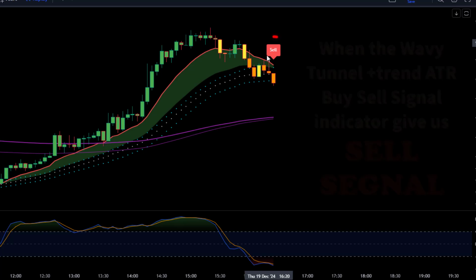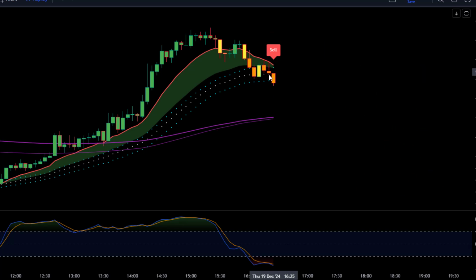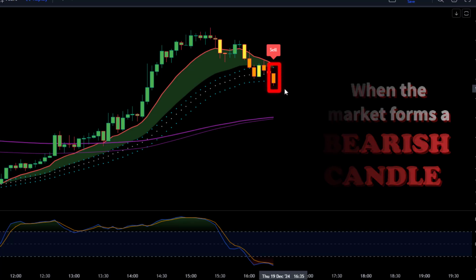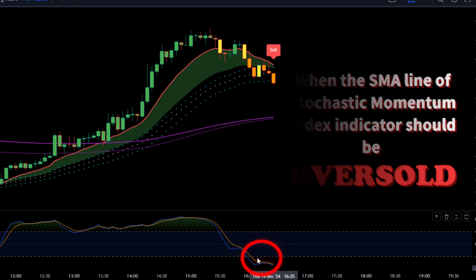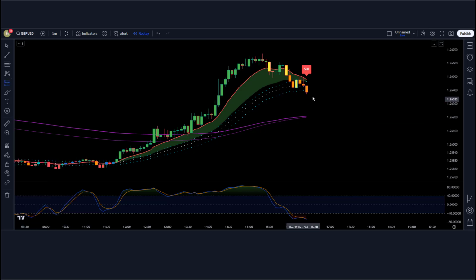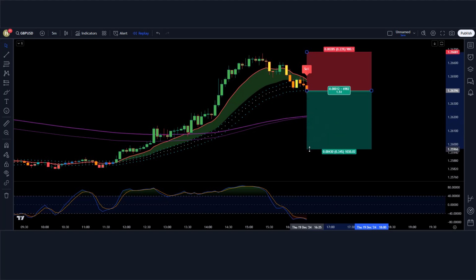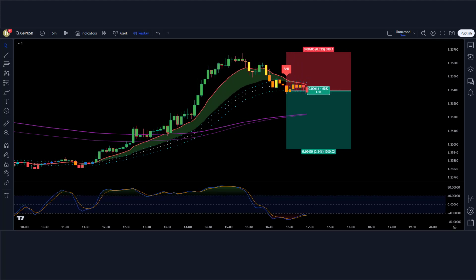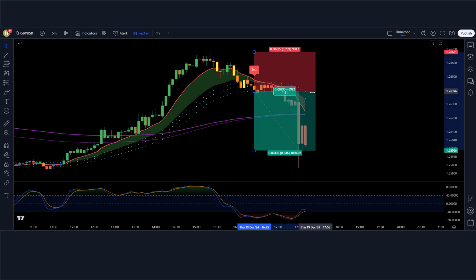Now, let's understand the concept where we will take buy and sell trades based on conditions. When the Wavy Tunnel plus Trend ATR Buy Sell Signal indicator gives us a sell signal, when the market has formed a bearish candle, and when the SMA line of the Stochastic Momentum Index indicator is oversold, if these conditions are fulfilled, then we will place a sell order. Our stop loss will be placed at the current market's higher level, and the risk to reward ratio will be 1:1.5. The market has completely hit the target.